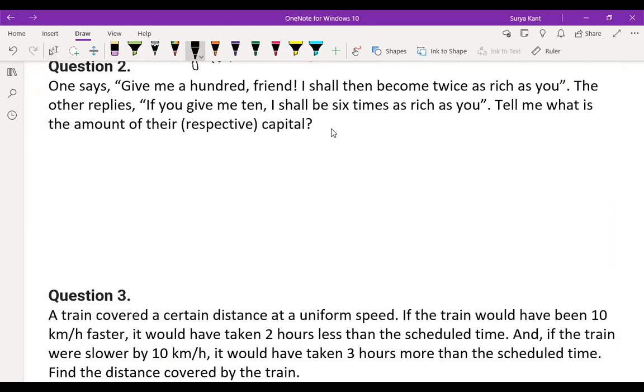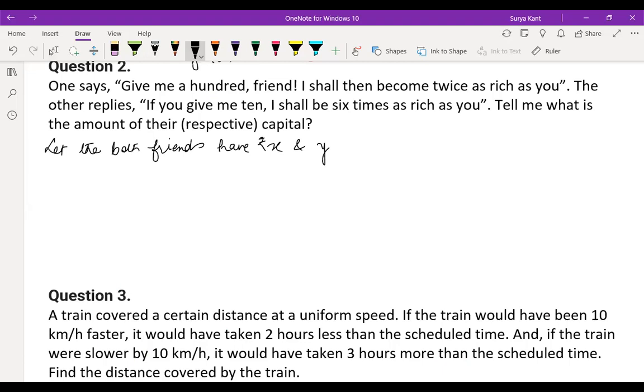So this is a pair of linear equations in two variables. Let the both friends have x and y rupees. Okay.